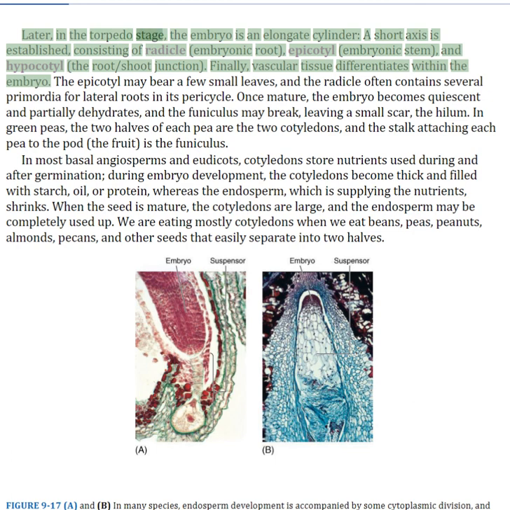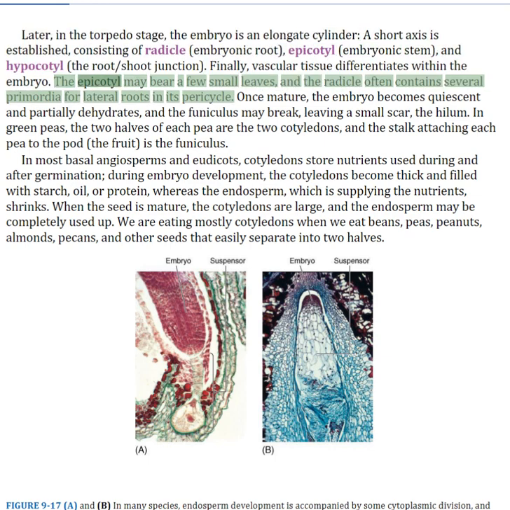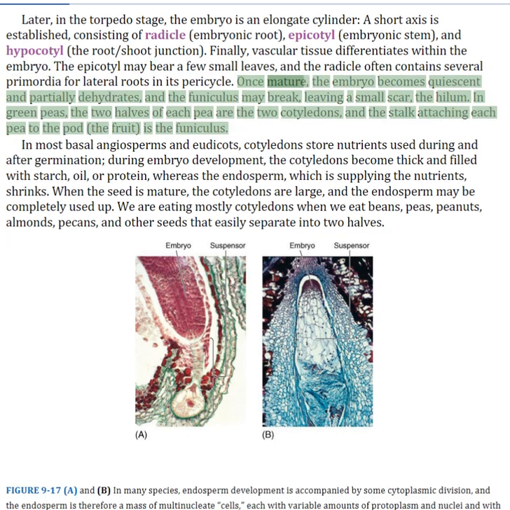Later, in the torpedo stage, the embryo is an elongate cylinder, and a short axis is established, consisting of radicle, epicotyl, and hypocotyl. Finally, vascular tissue differentiates within the embryo. The epicotyl may bear a few small leaves, and the radicle often contains several primordia for lateral roots in its pericycle. Once mature, the embryo becomes quiescent and partially dehydrates, and the funiculus may break, leaving a small scar, the hilum. In green peas, the two halves of each pea are the two cotyledons, and the stalk attaching each pea to the pod is the funiculus.